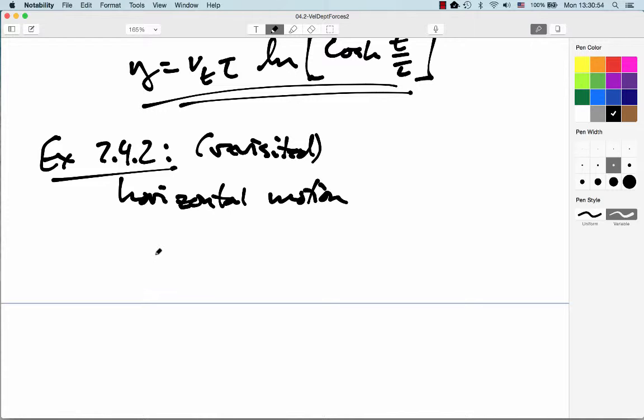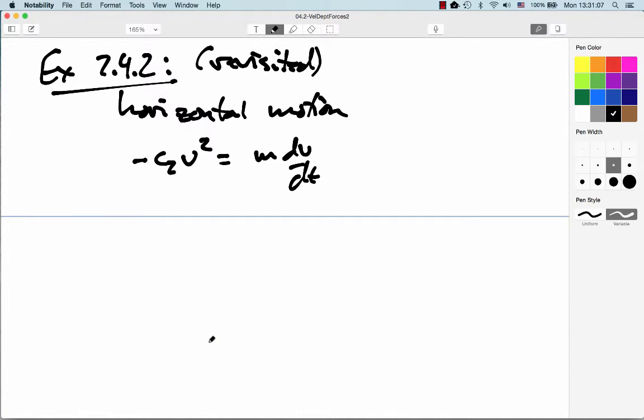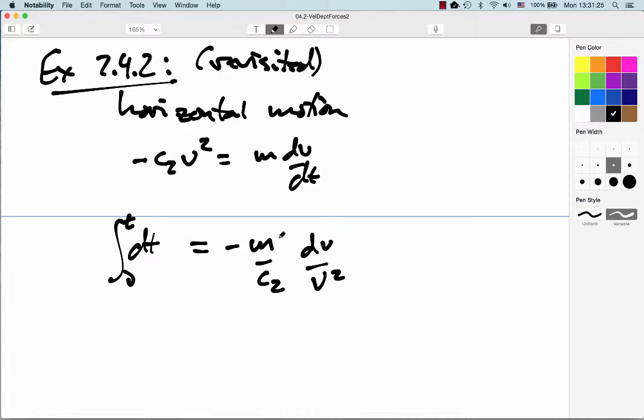So we have our only force will be minus c2v squared equals m dv dt. And this we can solve a little cleaner. So we can pull the dt to the one side just like before, get minus m over c2 dv over v squared. Okay, we'll integrate that from 0 to t, because we're not really worried about joining solutions here, and integrate from v naught to v.